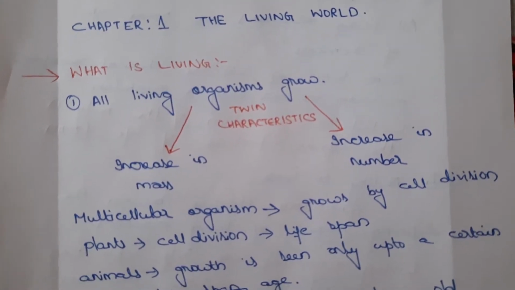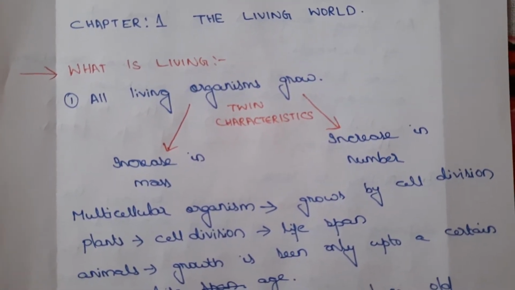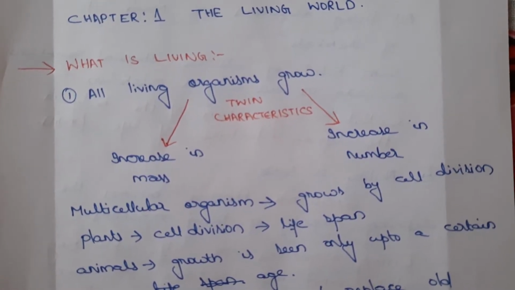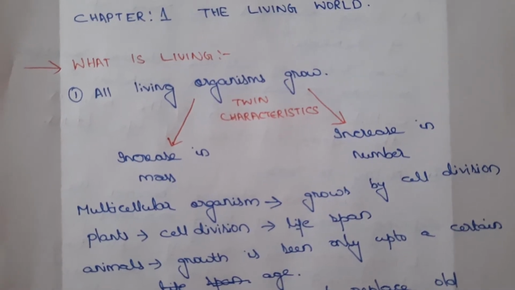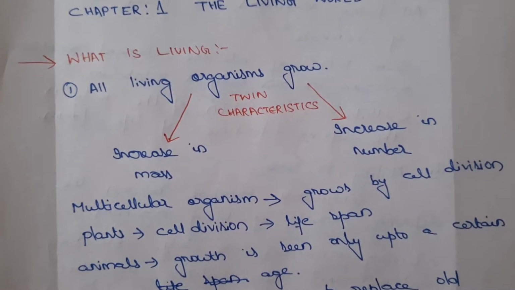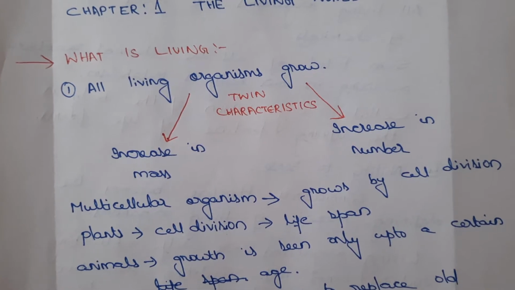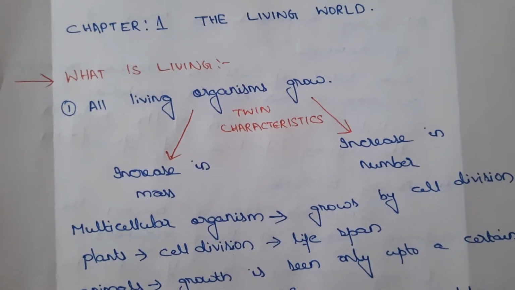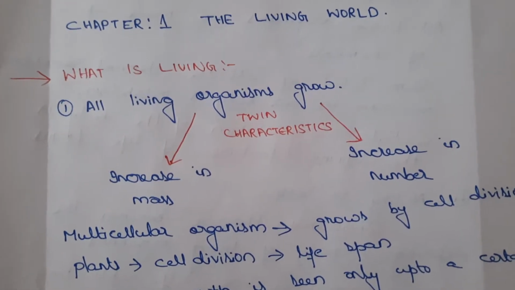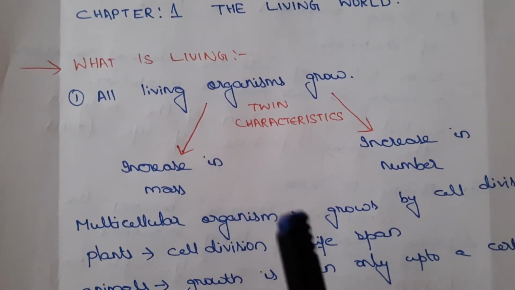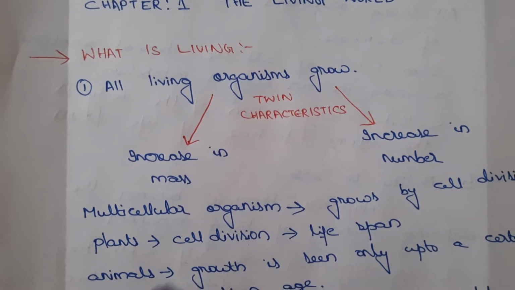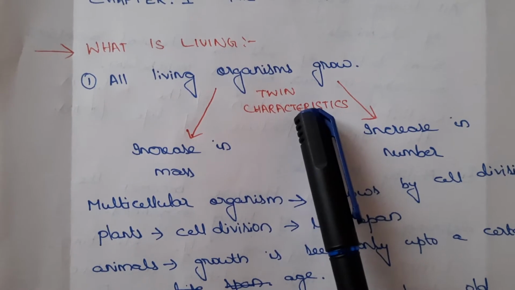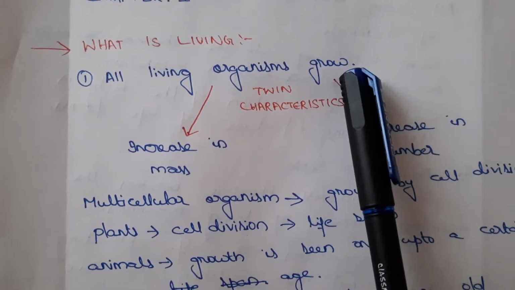The first topic is what is living? That means, what are the characteristics of living organisms? First, let us discuss the first characteristic, that is growth. We know that all living organisms grow, or increase in their mass, or the cells increase in number. Now what are the twin characteristics of growth?